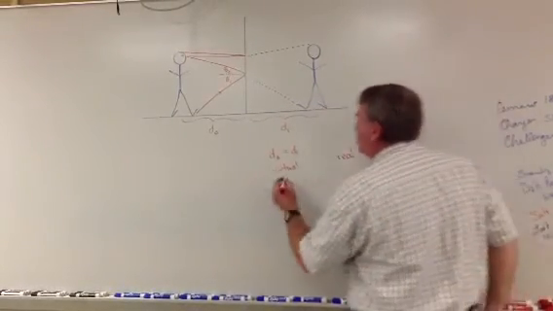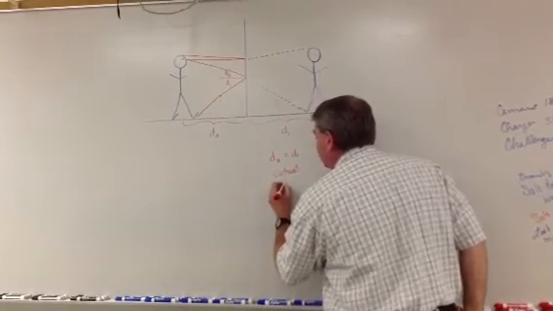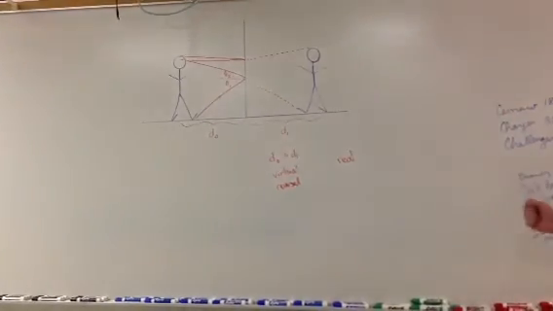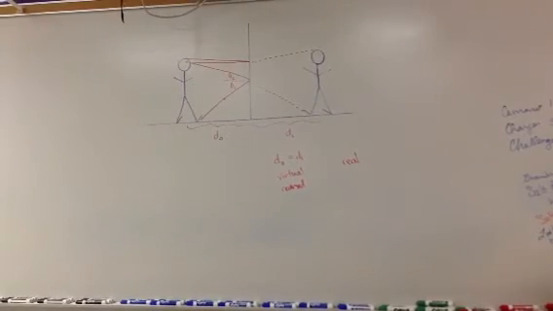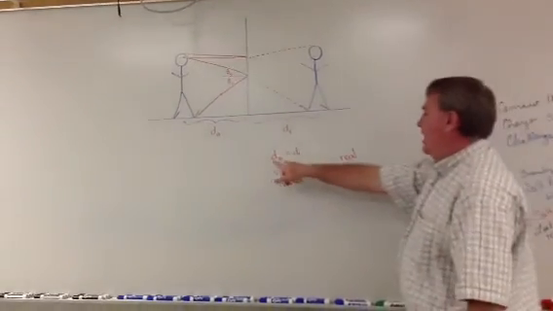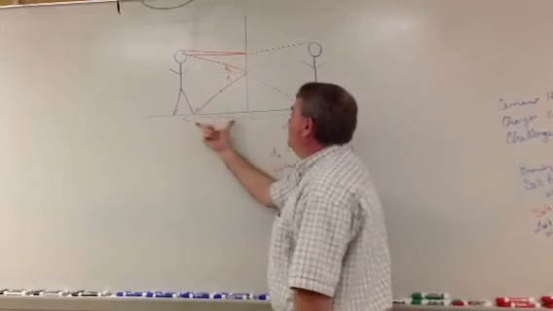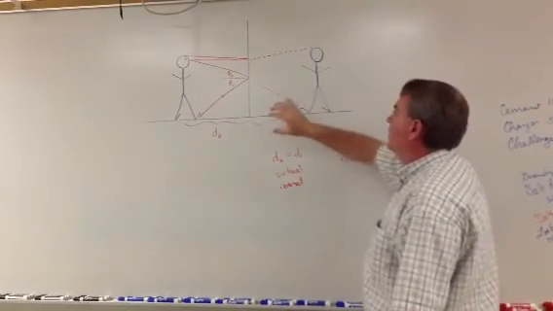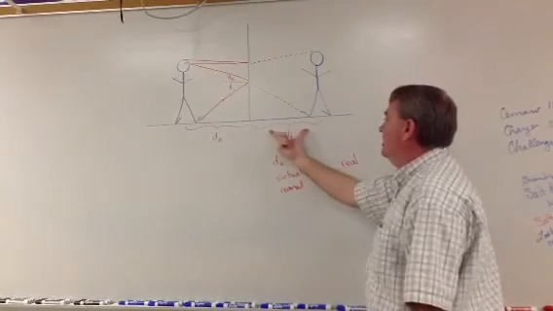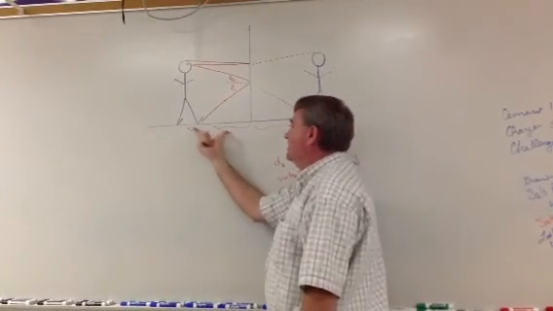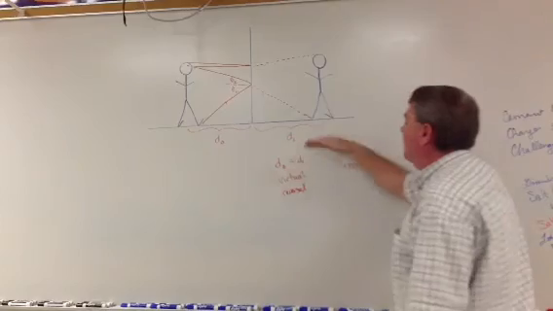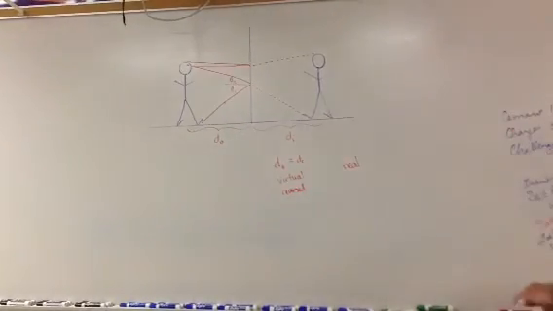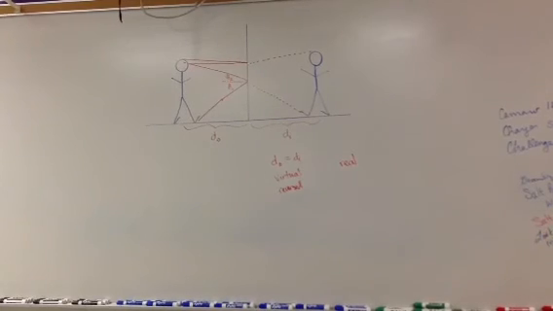Now this image is also going to be reversed. So if you held up a sign, you would read the words backwards. So the image will appear to be into the mirror an equal distance that the object is from the mirror. It's a virtual image, and it's reversed. And those are the basic ideas behind flat mirrors.